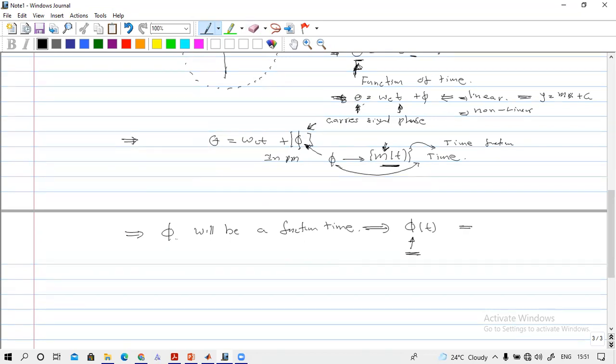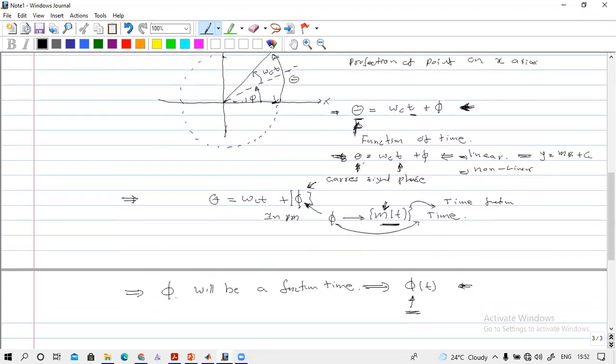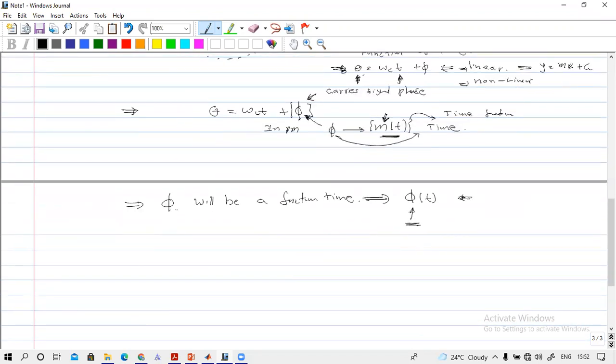Okay. So I'm sure that most of you have already understood this concept. But some of you may have some confusion. That is why I'm telling it again. So this phi is a function of time.